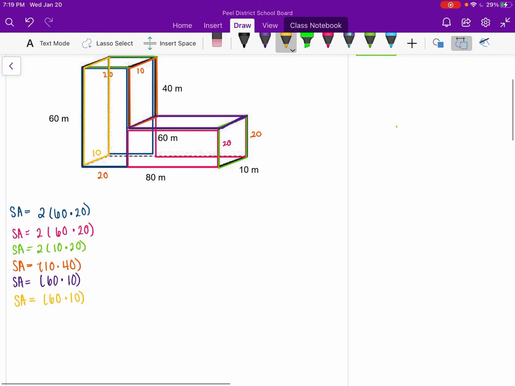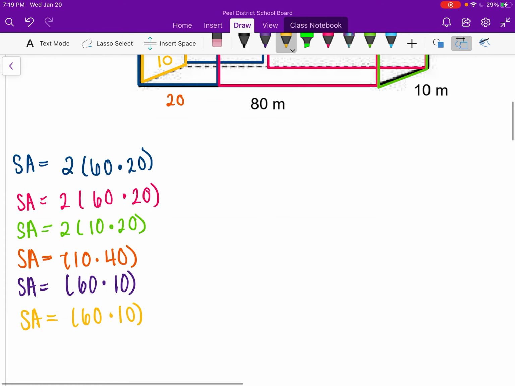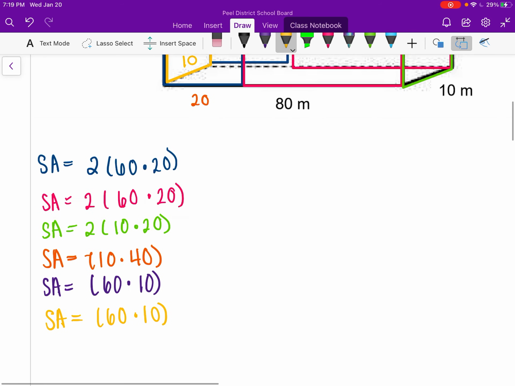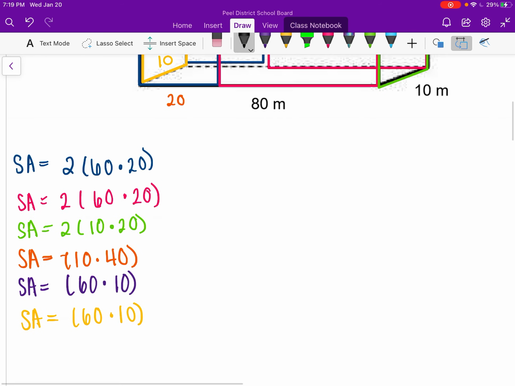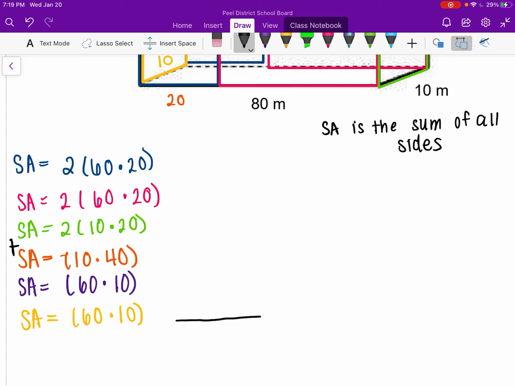All right, awesome. So now we're just going to take all of these and add them together. First, let's find out what each of these values is. I know surface area is the sum of all sides. So I'm just going to do it here.